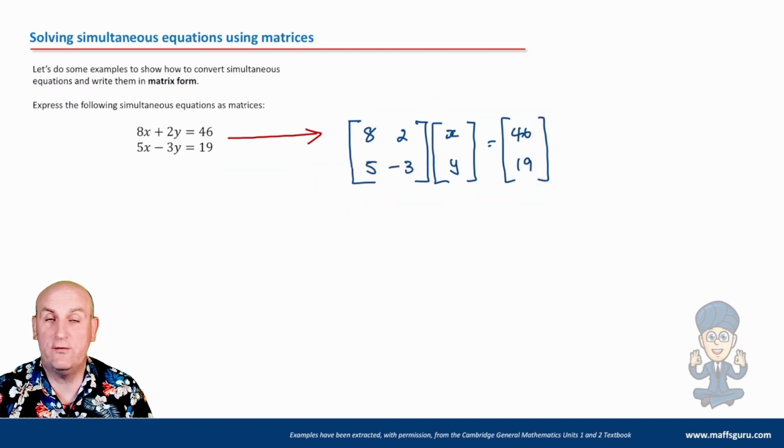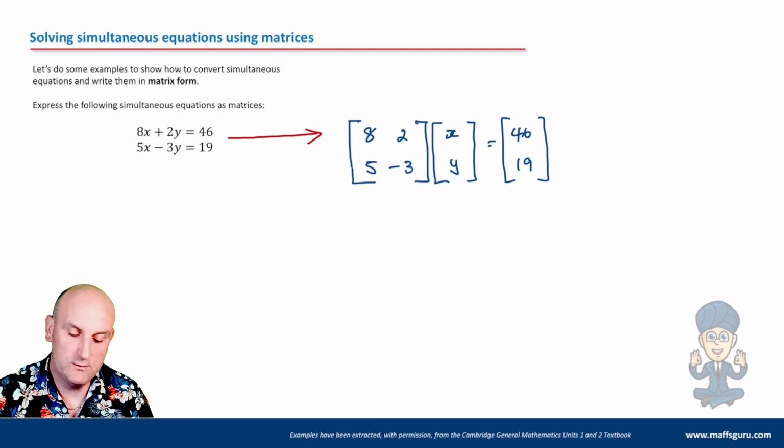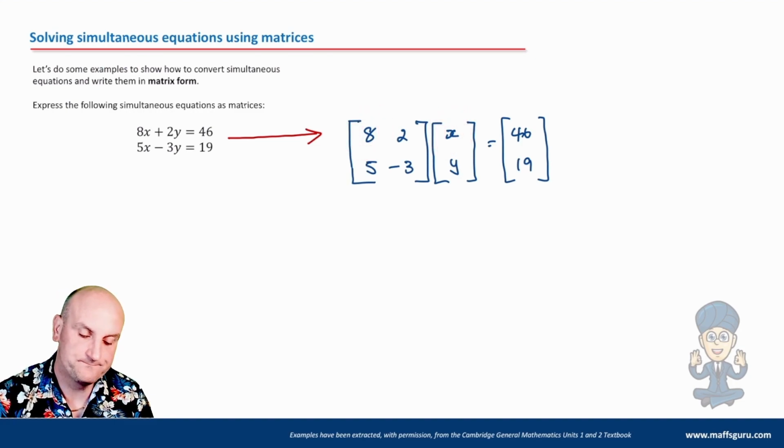Well, yes, you know how to multiply matrices, don't you? So you would do this row here times that column there. So 8 times x would give me 8x. 2 times y would give me 2y. And that would be equal to, well, in this situation, it would be equal to my answer there of 46.